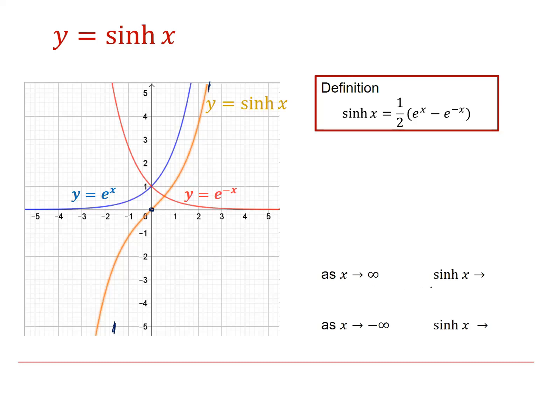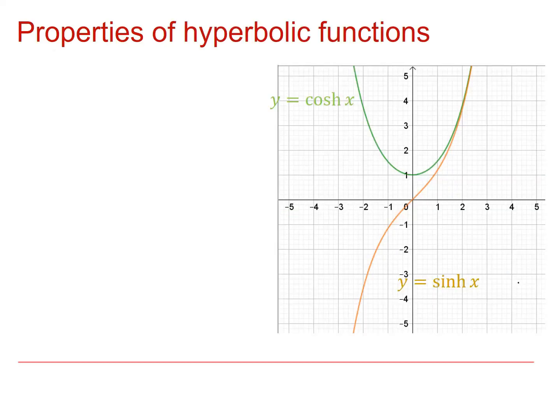What happens as x tends to infinity then? Sinh x tends to infinity, and as x tends to minus infinity, sinh x tends to minus infinity. Okay, so here are the graphs of my two functions. What can we say about them?